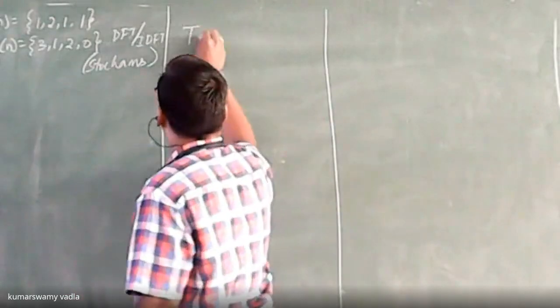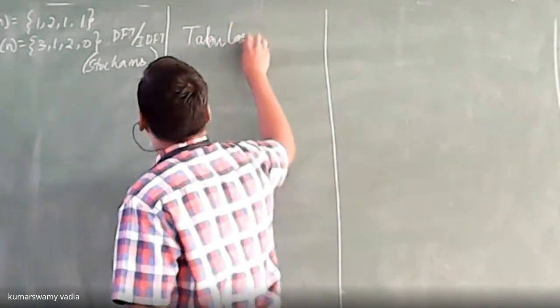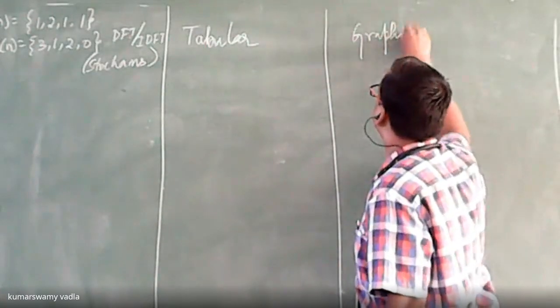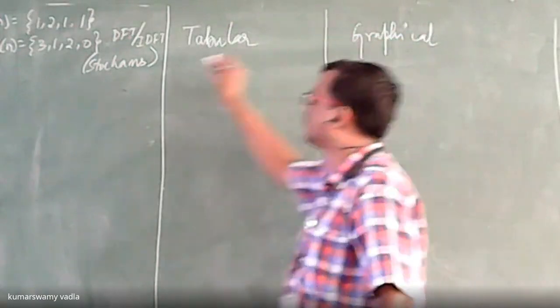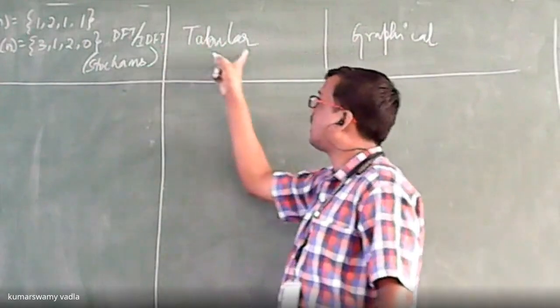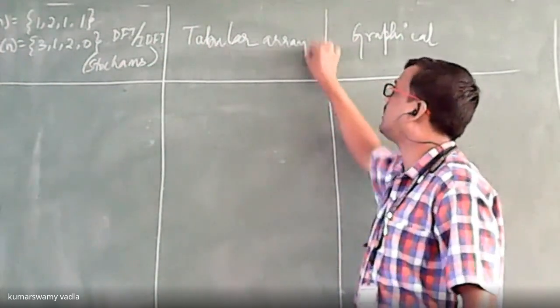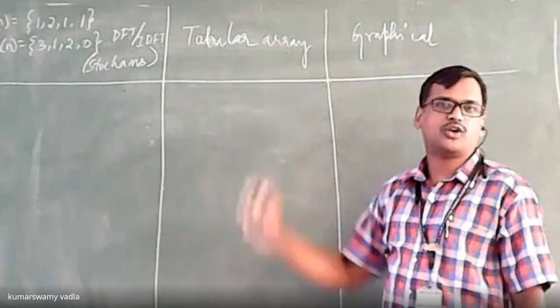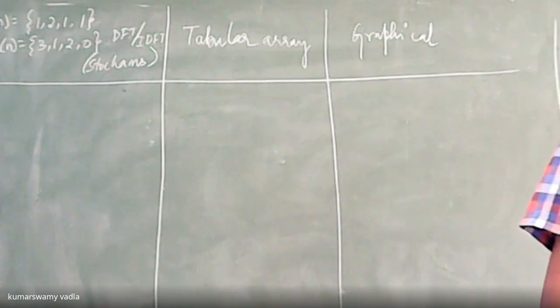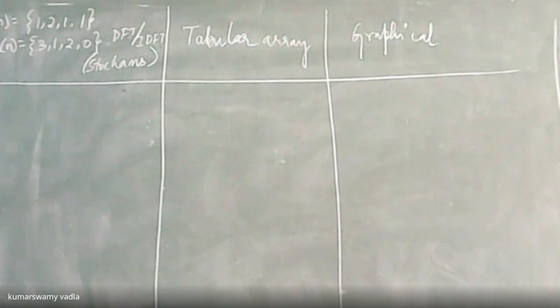So take this as an assignment. Note down this question. You should solve it in these three methods: DFT, IDFT, tabular array, and graphical method. Have you noted down the question, students? Okay.